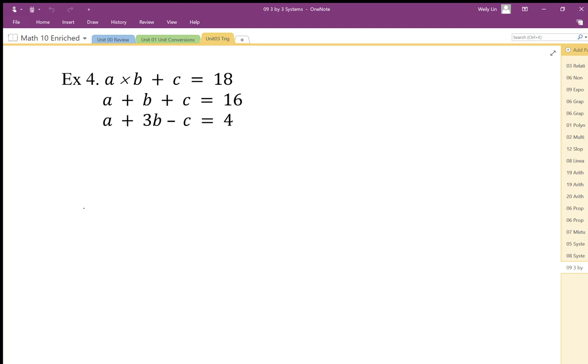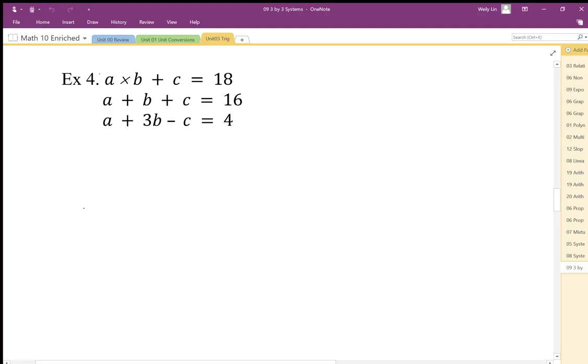In this system of equations, it's slightly different in that we have a multiplication here to deal with. So we have to be very careful with that multiplication, but we still have a system. We have three variables and three relationships. So the easiest way to deal with this is, it looks like we can get rid of the C variable very easily. So we're going to do that and reduce it to a two variable, two equation system.